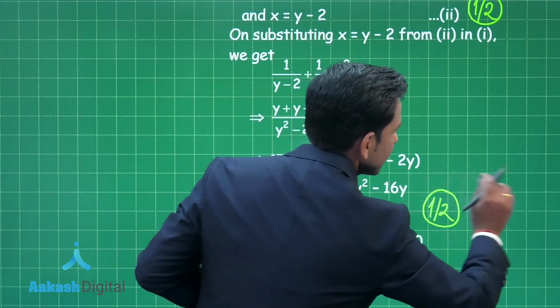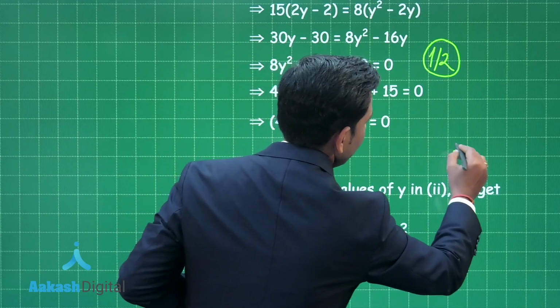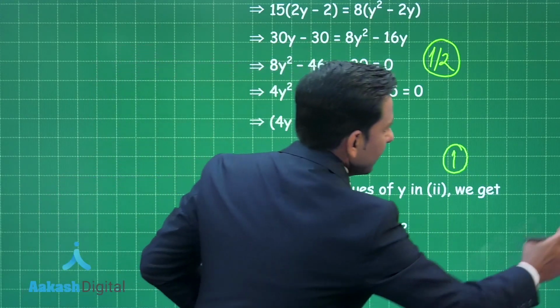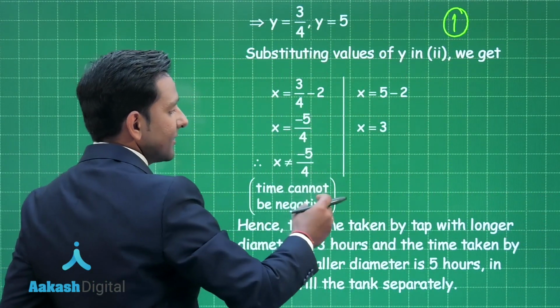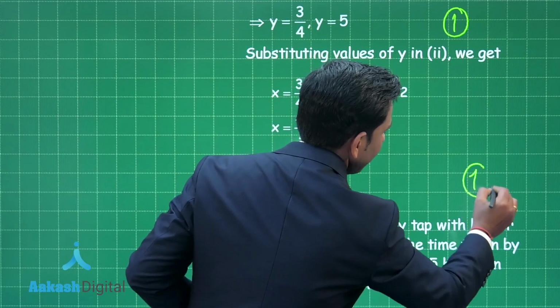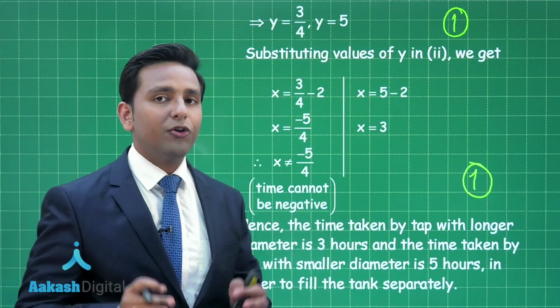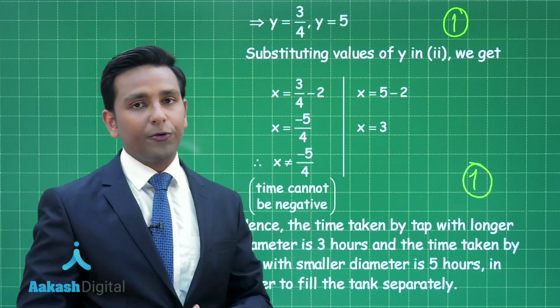And after solving this quadratic equation we are getting the values of y. This step will give you 1 mark for this question. And further, when you obtain the value of x, this step will give you the remaining 1 mark for this question. So in this way you can solve this question. If you have written this solution, you will definitely score 4 out of 4.